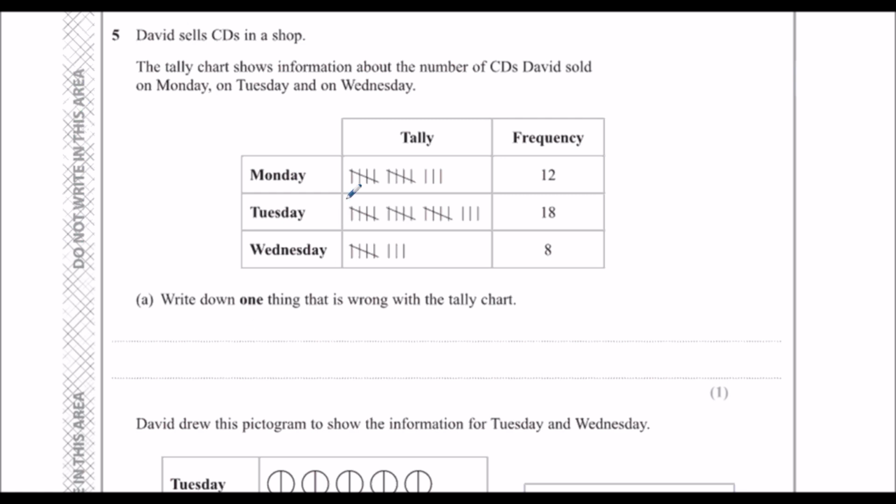And you can see on Monday, there's 13 tallies, but only 12 written in the frequency. So they've added up Monday wrong. Monday should say 13.